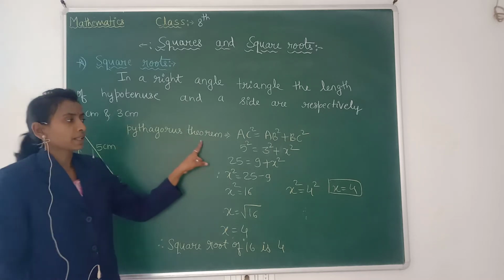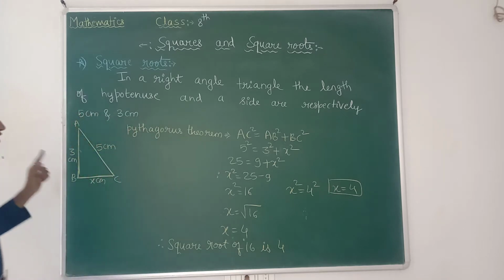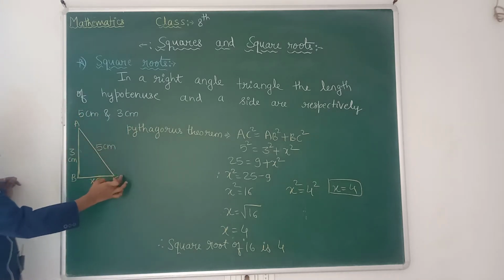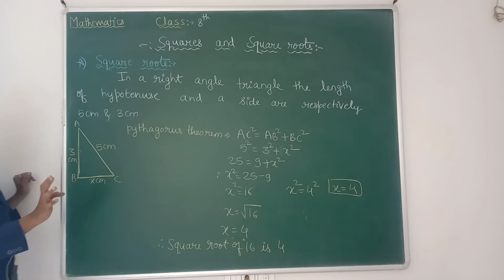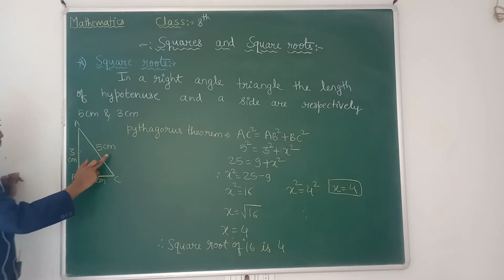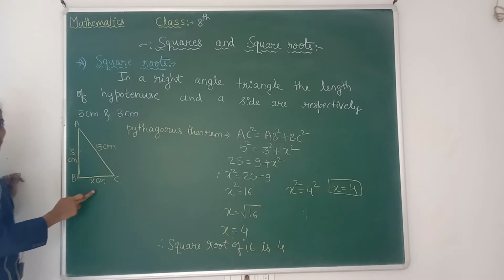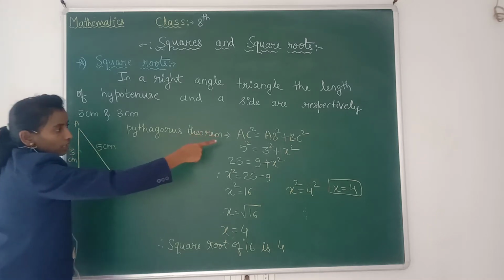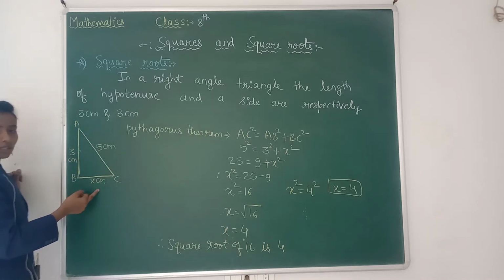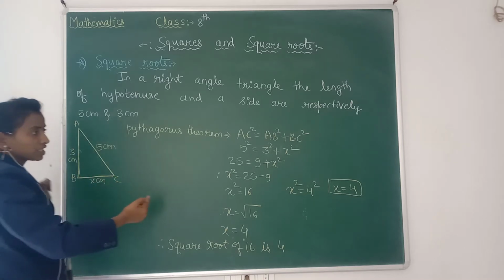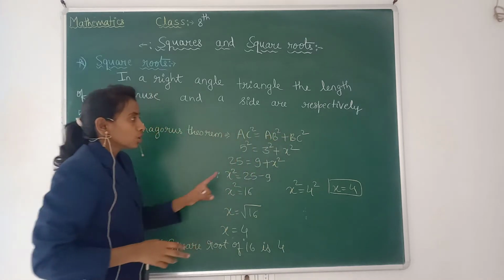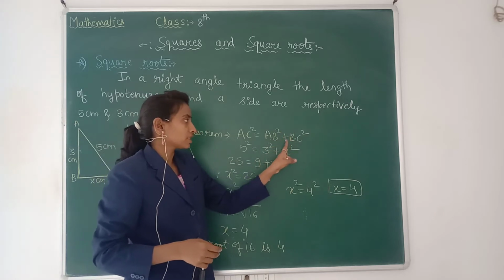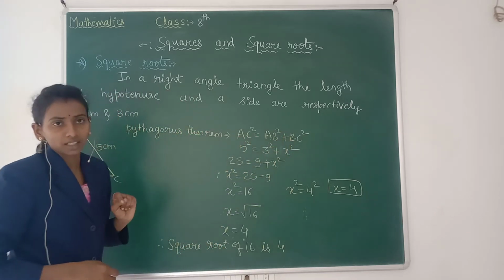By using Pythagoras theorem. Pythagoras theorem says the hypotenuse square is equal to the sum of squares of the other sides. So here the hypotenuse AC square is equal to the other sides' squares, AB square plus BC square. Their sum will be equal to AC square.